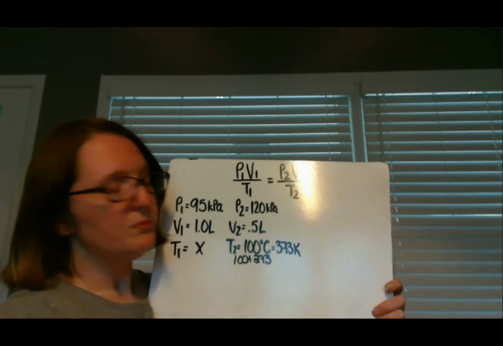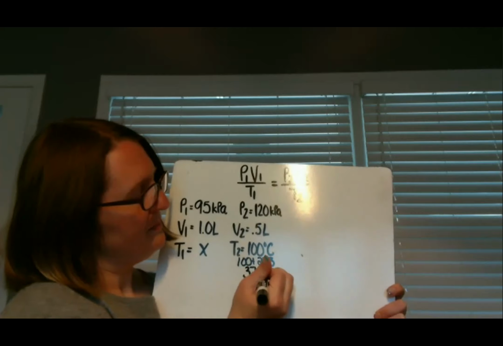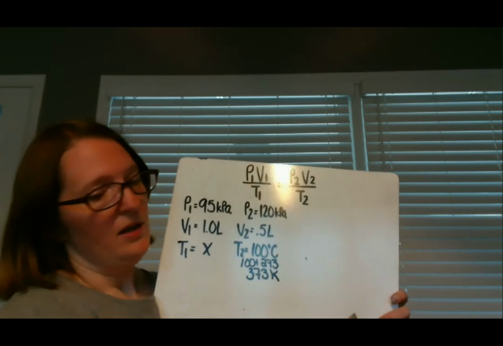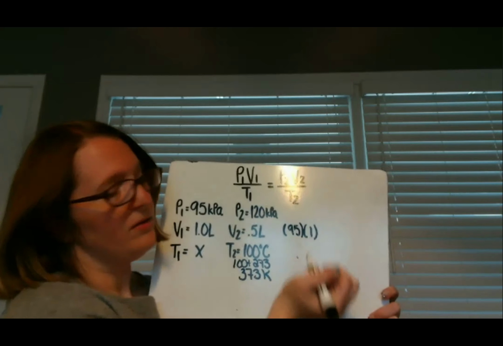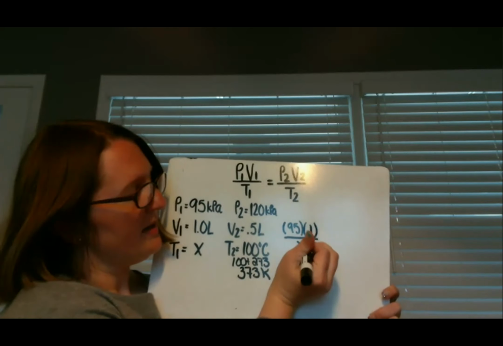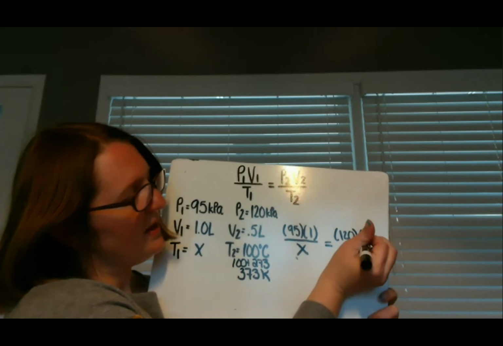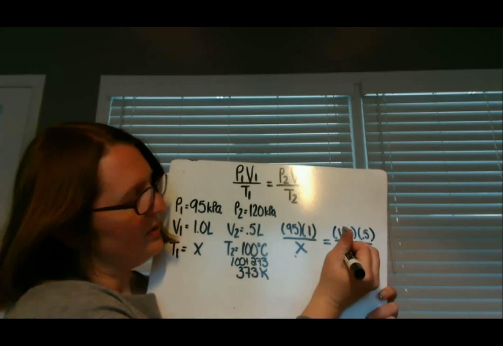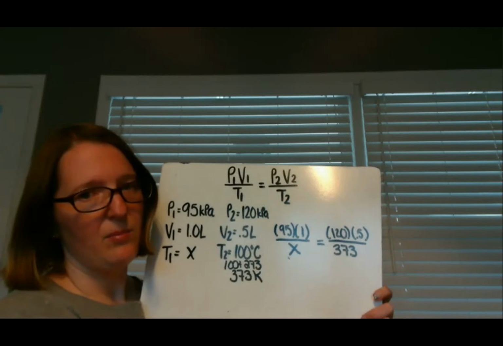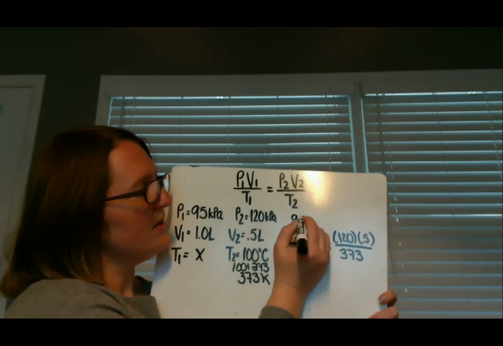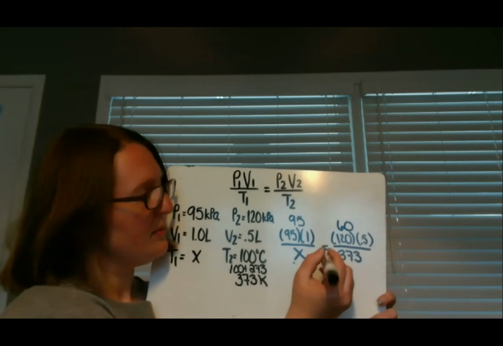All right, I have a little bit more room on my small little board here. I'm going to put that down here. All right, so now it's just plugging in, right? So I'm going to take 95 P1 times 1 V1 over X. I don't know what my T1 is. And that's going to equal 120 times 0.5 over 373. All right, so remember, I'm going to use cross multiplication, but first thing I'm going to do here is solve these top ones to make it easier. So 95 times 1 is 95, and 120 times 0.5 is 60. So now I'm going to cross multiply.